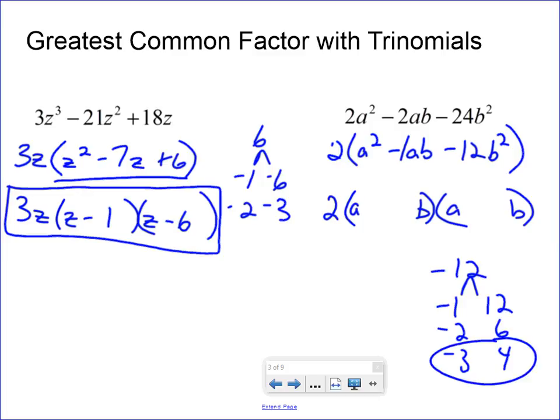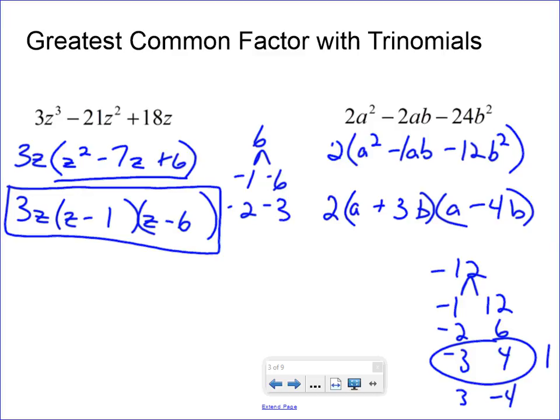Now, do any of those add up to a negative 1? No, but I know these two add up to a positive 1. So if I just switch the signs, I know I'd be at that negative 1. So this one you could have a plus 3, this one you could have a minus 4. So it'd be 2 times the quantity a plus 3b times the quantity a minus 4b.